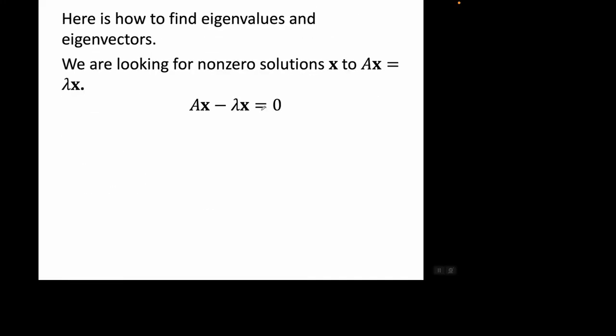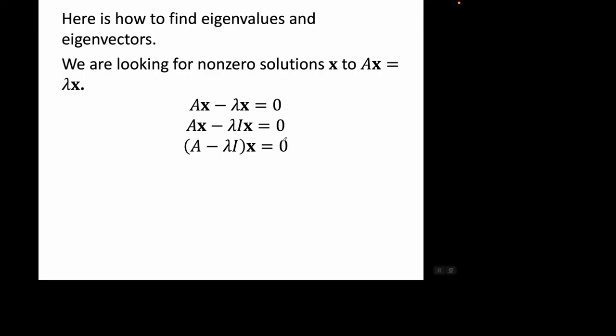Here's how to find eigenvalues and eigenvectors. We're looking for non-zero solutions x to Ax equals lambda x. Let's get everything on one side. It is so tempting to factor out x and say, okay, so now we've got (A minus lambda) times x equals 0, but that's wrong. That makes no sense at all, because you can't have A minus lambda. A is a matrix, lambda is a scalar. It's a constant. You just can't do that.